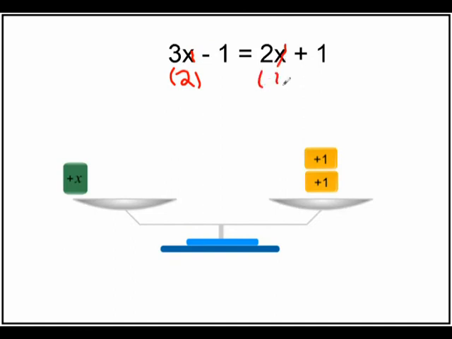I can check my work by putting x equal to 2 every place where x appears, also over here. So 3 times 2 is 6, minus the 1 is 5, and then on the other side of the equation, 2 times 2 is 4, plus 1 is 5. Since 5 equals 5, x equals 2 works to solve the equation.